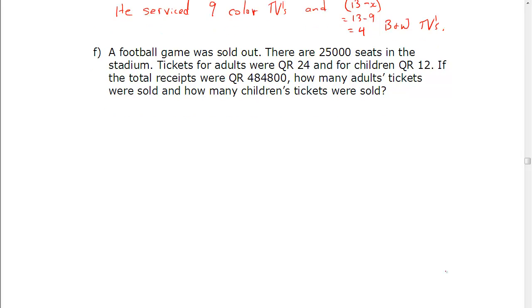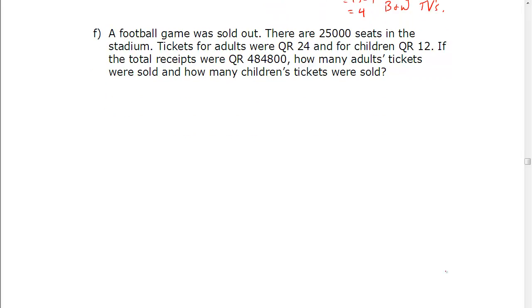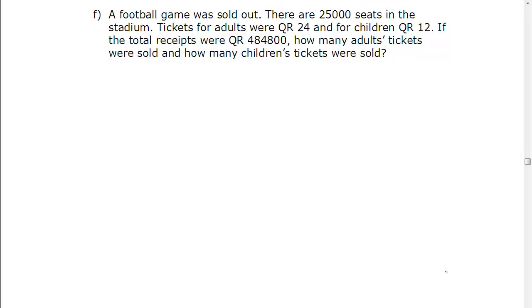Moving to the next example then, example F. Very similar question, except this time we have a football game that was sold out. We have the total number of seats, or tickets sold. We know the cost for tickets for adults is 24, children is 12. The total amount from all receipts, or the total collected from selling all the tickets, is given. And we need to find out how many adult and how many children tickets were sold. It's just a variation of the question before.